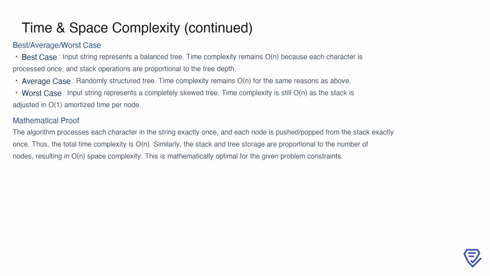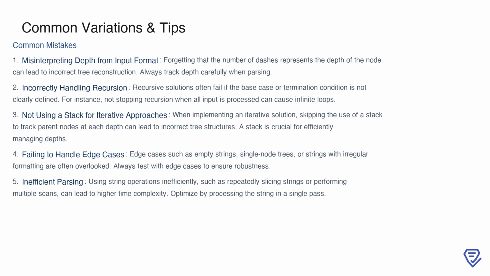To mathematically justify this, note that each character in the string is processed once, and each node is pushed and popped from the stack exactly once. This ensures a total time complexity of O(n). Similarly, the space complexity is proportional to the number of nodes due to the stack and tree storage requirements, resulting in O(n) space. This efficiency is mathematically optimal given the constraints of the problem, making the solution both time and space optimal. When solving this problem, there are several common mistakes to watch out for.